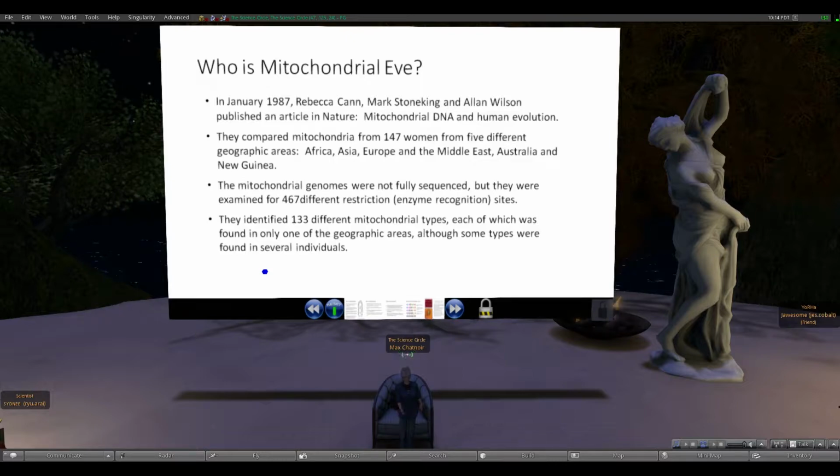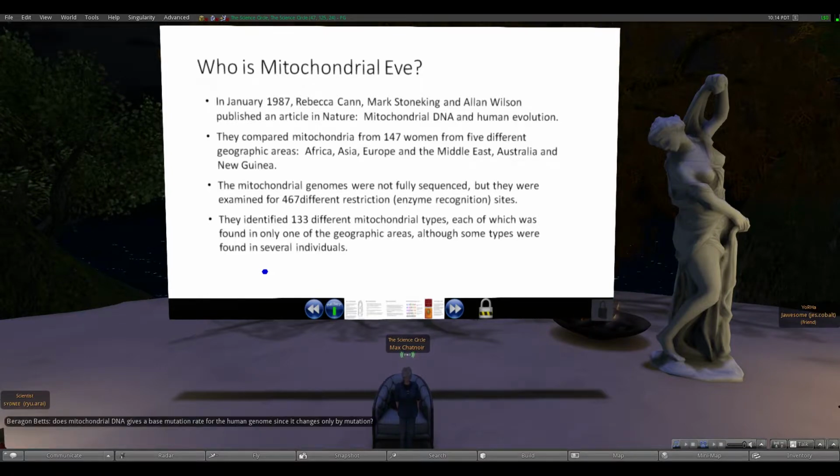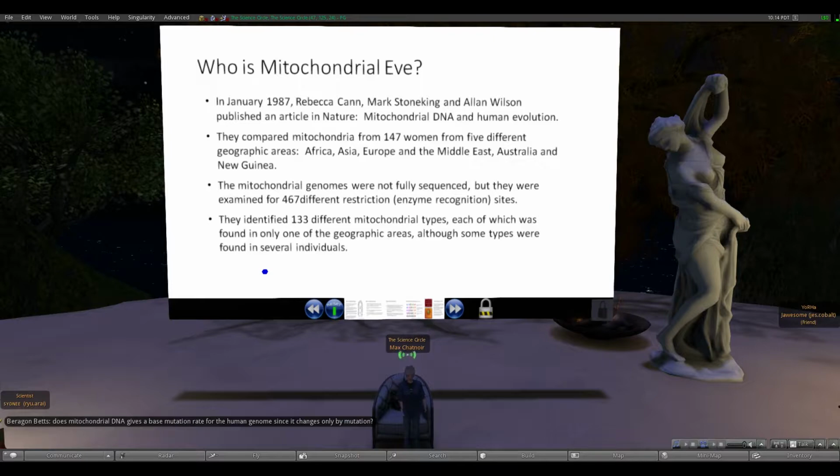In 1987, in January, Rebecca Cann and Mark Stoneking and Alan Wilson published an article in Nature, and it was called Mitochondrial DNA and Human Evolution. And this article described their comparison of the mitochondrial DNAs collected from the placentas of 147 women from different parts of the world. That is, the women donated the placentas that they were carrying for their offspring, and the mitochondrial DNA was extracted from those. And they were from Africa, Asia, Europe, Middle East, Australia, and New Guinea.